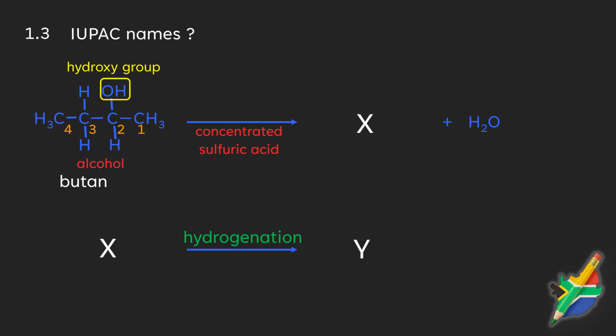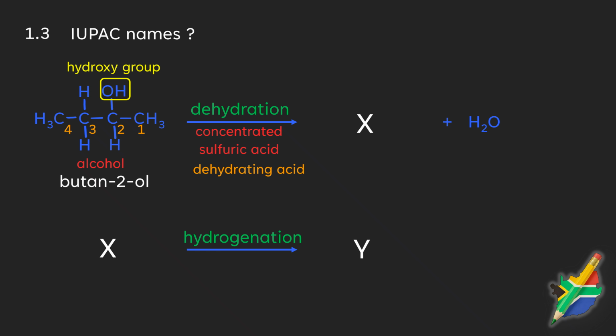There are no double or triple bonds in the chain, and so it is a saturated compound, and the name becomes butan. Since the hydroxy group is on carbon number 2, the suffix is 2-ol, so this alcohol is butan-2-ol. We are told the alcohol is treated with concentrated sulfuric acid.